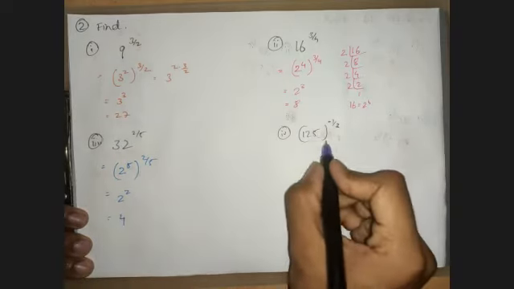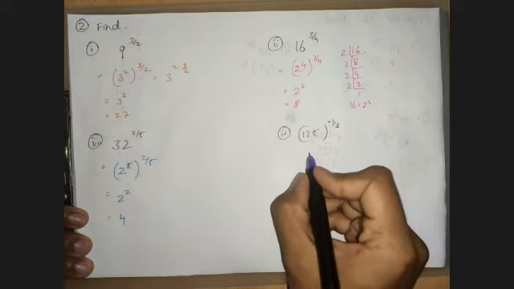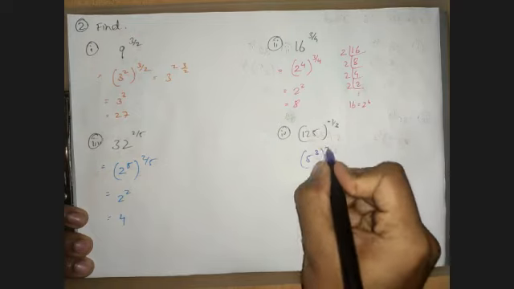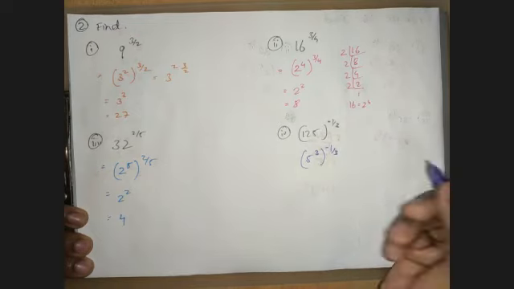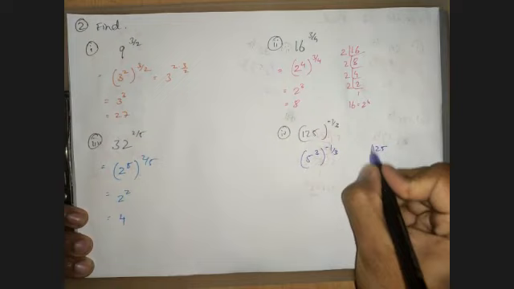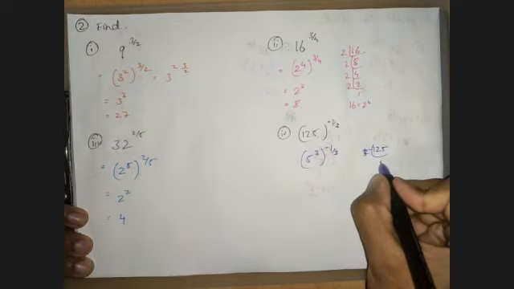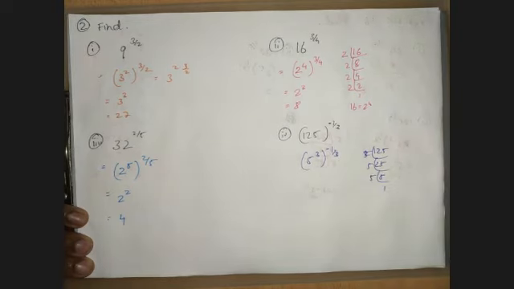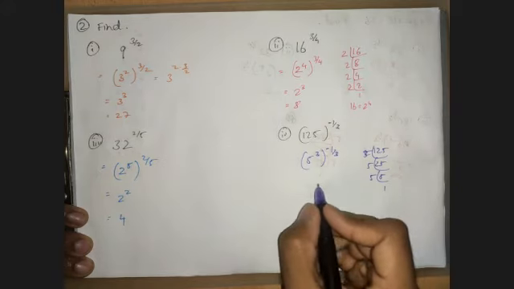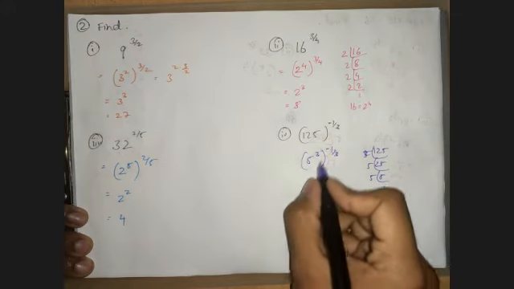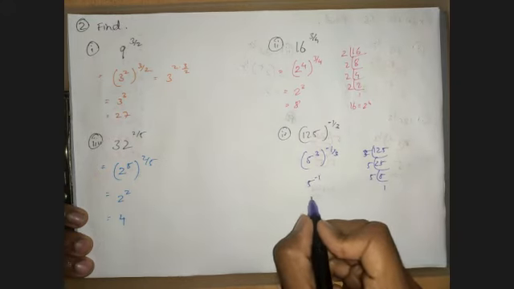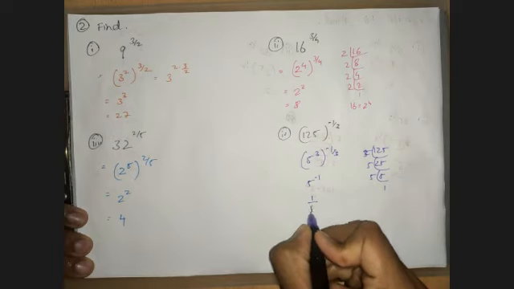Next it is 125 power minus 1 by 3. I know that 125 is 5 cube, power minus 1 by 3. I have already factorized that. If you want, you can factorize it: 5, 5, 5, 1. So it is 5 cube. So 3 gets cancelled. I get 5 power minus 1. 5 power minus 1 can be written as 1 by 5.